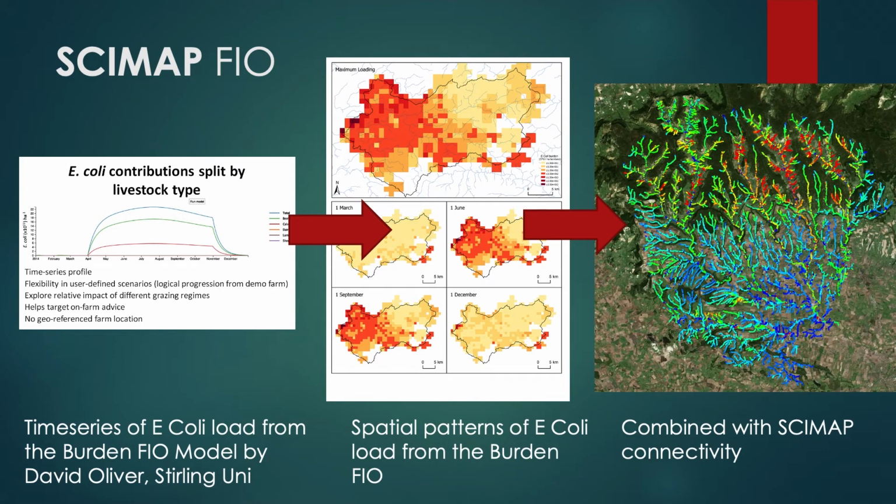Now, this combines together a model from David Oliver around the burden and the contribution of E. coli to certain locations. That was then upscaled and spatialized across catchments, and that can be integrated with the connectivity and the SCIMAP treatment to give likely sources of contamination. So all of these tools are available as part of the MySCIMAP web-based applications. So I'm just going to quickly show you those now.